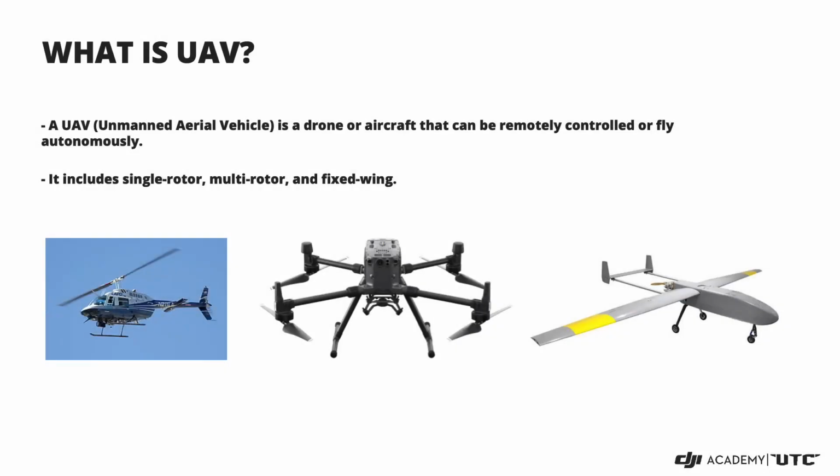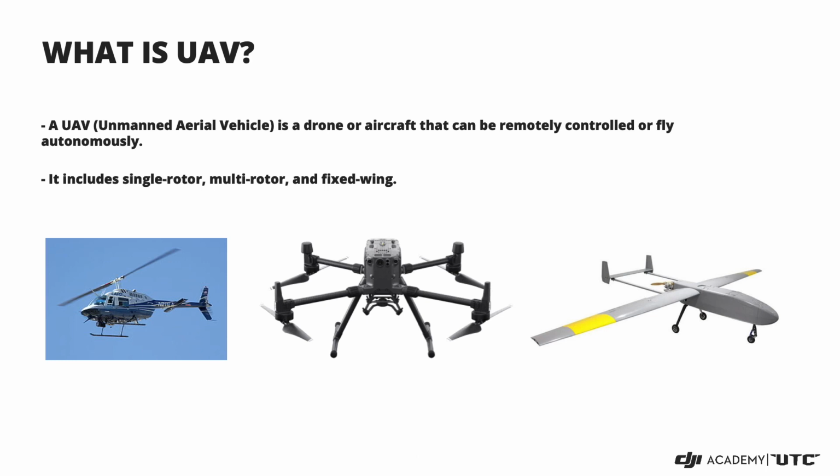UAV is short for Unmanned Aerial Vehicle, which is often used on formal occasions. You may also hear of UAS, Unmanned Aerial System. UAS also includes the pilot as a whole system. Drone is the most commonly used word in media. Most of the time, it has the same meaning as UAV.